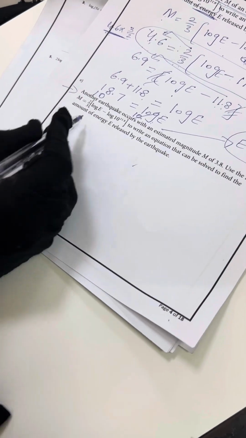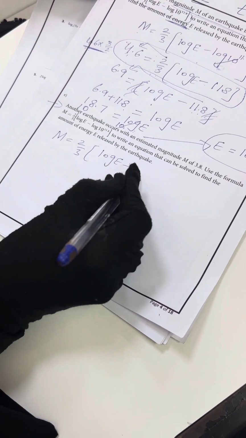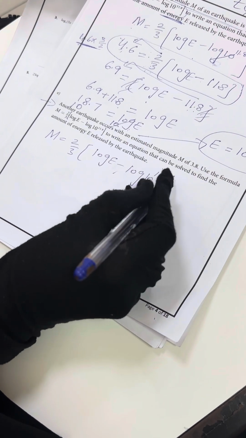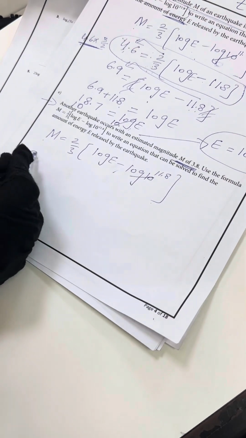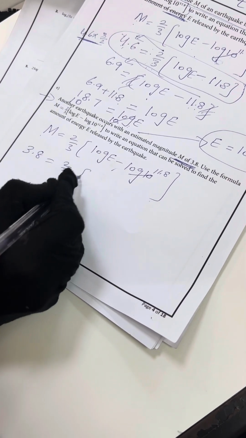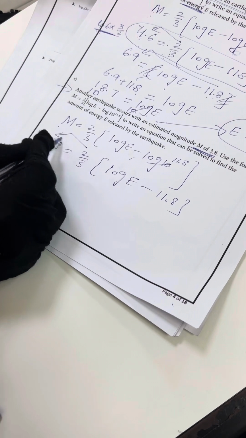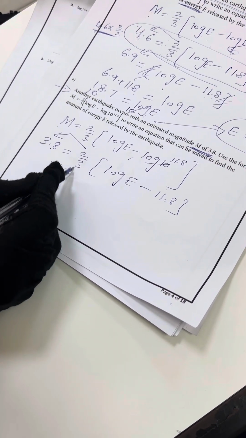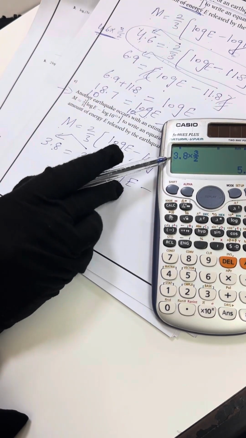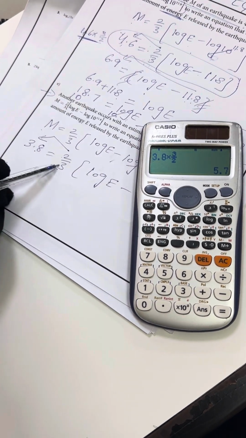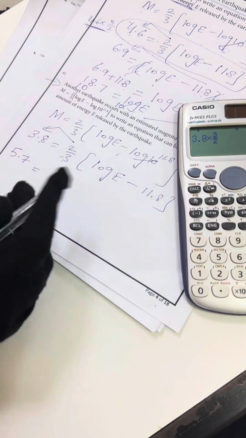Here again they give you the equation, 2/3 log E minus log 10 11.8, the same equation. Here we can cancel these two. Now the M value this time is 3.8. So 2/3 log E minus 11.8. Again shift this number there, so it will be 3.8 times 3/2. The fraction is flipped, you use the reciprocal. On the calculator, 3.8 times 3/2 is 5.7.